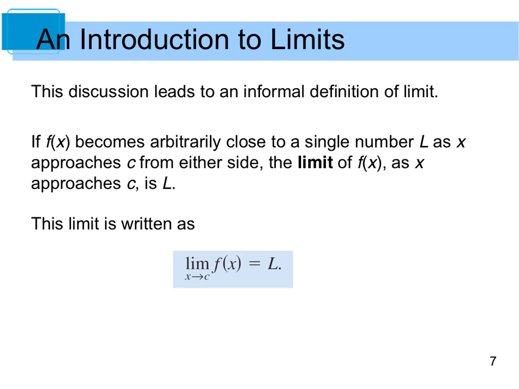Okay, so informally, the definition of a limit: if f of x becomes arbitrarily close to a single number L as x approaches c from either side, the limit of f of x as x approaches c is L. The limit is written as the limit of f of x as x approaches c, so whatever value I'm looking at on the x-axis, is L. This is the value that I'm looking at on the y-axis.